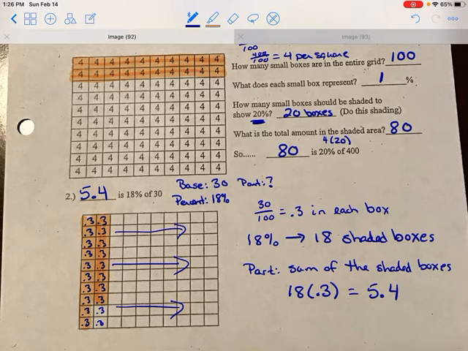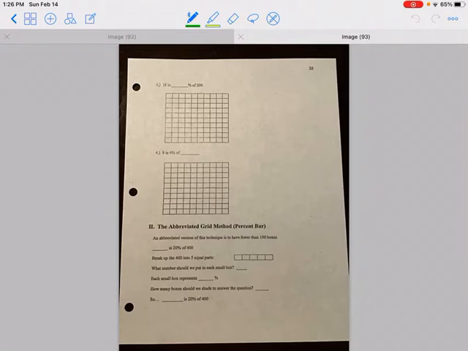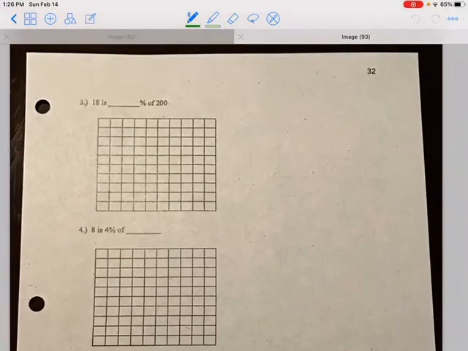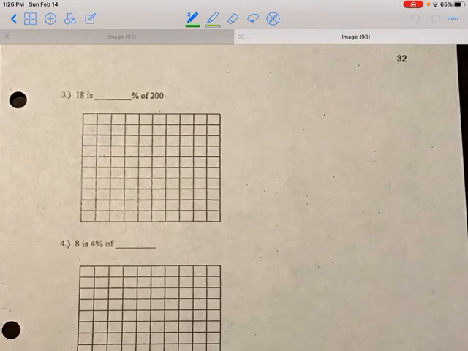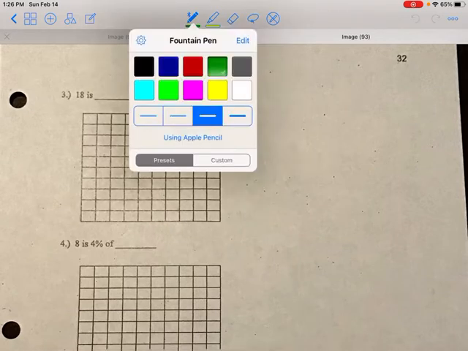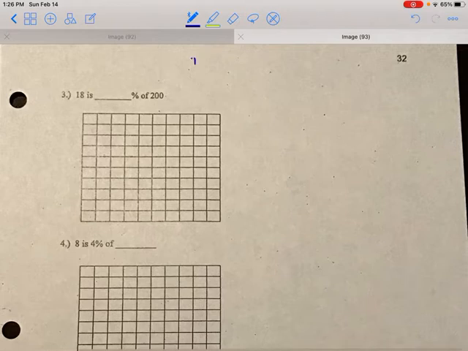So this is really getting kids thinking about percentage being out of 100. All right, so let's try another example on the next page. So we're going to flip over to page 32. Number 3 says 18 is blank percent of 200. Okay, so let's start with what we know. We know that our base follows the word of. That's going to be 200. That's going to be our starting value.